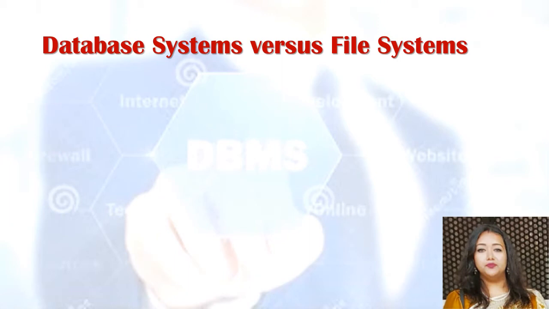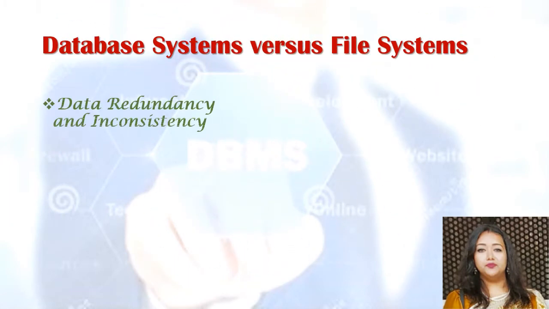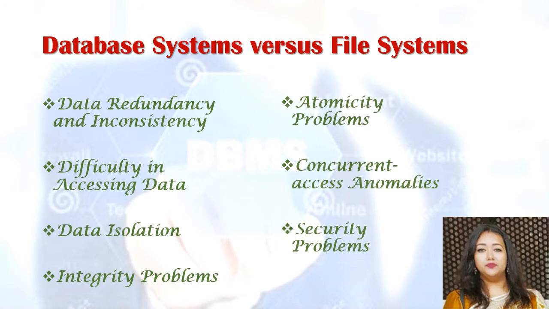So why is DBMS used nowadays? Keeping organizational information in a file processing system has a number of major disadvantages, like data redundancy and inconsistency, difficulty in accessing data, data isolation, integrity problems, atomicity problems, concurrent access anomalies, and security problems also.